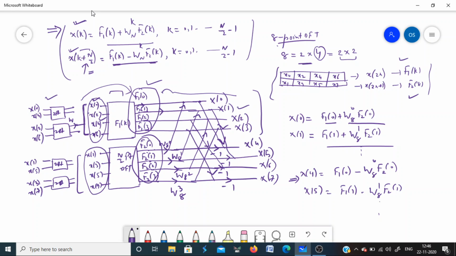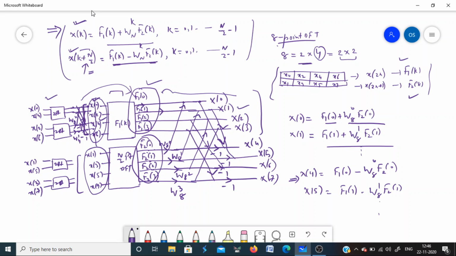Now in this case, n is 4. So I have to multiply by w4 to the power 0, and the second branch will be multiplied by w4 to the power 1. So multiply this with w4 to the power 0, add with this branch, you will get the first output. Multiply this with w4 to the power 0, add with this, you will get the second output. Then multiply both lower branches with -1, and add with the top branches, you will get the next two samples.